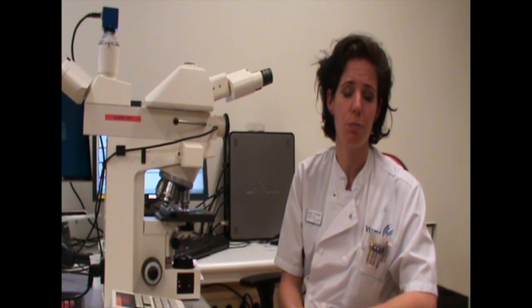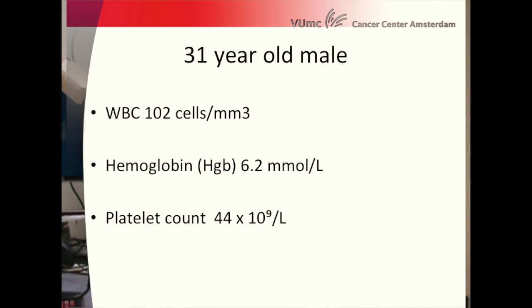I present to you a 31-year-old male. He was in his usual state of health until he began experiencing fatigue, shortness of breath and bleeding of gums. So he went to his primary care physician. And after a first visit, he was noted to have a very abnormal blood count. He had a hemoglobin level of 6.2, blood platelets of 44, and a leukocytosis of 102. So his primary care physician sends him to the emergency department and you're the attending on call.